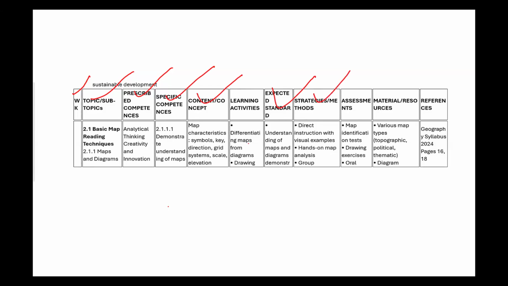Then strategies. What key methods are you going to use when delivering these lessons? Assessments. How are you going to make sure that the students have understood? How are you going to assess them? Materials used. What materials are you going to use? And the references. What key references are you going to use? So this is the structure. It should be in a table form, not an essay form. It should be tabulated like this.